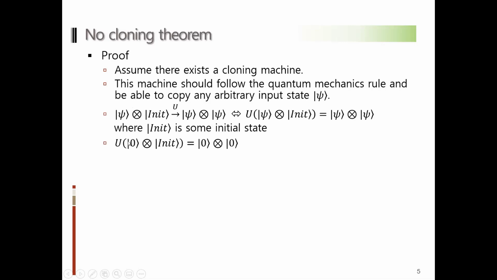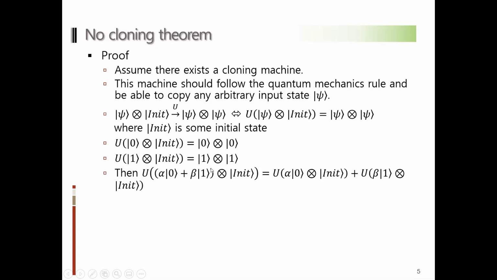So let's say that this psi can be just a simple 0. Then, based on this rule, the result for this copying should behave like this one. What about the 1 case? Well, it should behave like this one again. The question is, what happens if we use some arbitrary superposition of 0 and 1 for this state? Yeah, so this is the arbitrary state corresponding to psi.